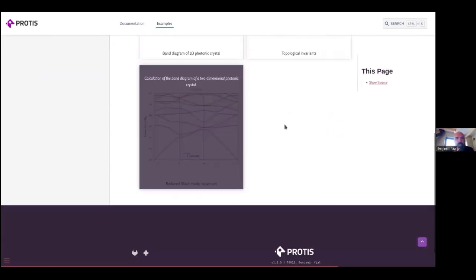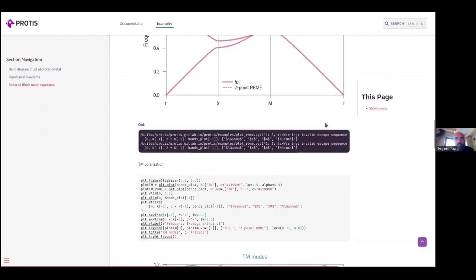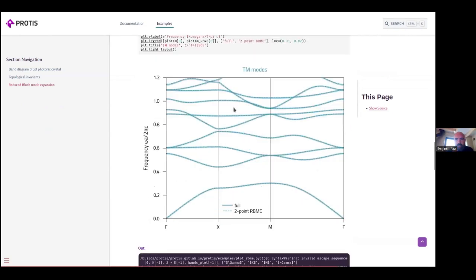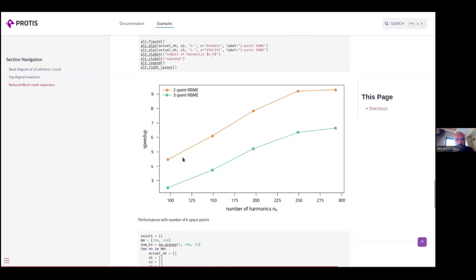So one thing I was telling you about is the reduced Bloch mode expansion. So you've got the comparisons between the two methods. This is the full band diagram computation, and in dashed line you've got the reduced Bloch mode expansion. You've got a very nice agreement between those two, and a very nice speed up between those two as well.